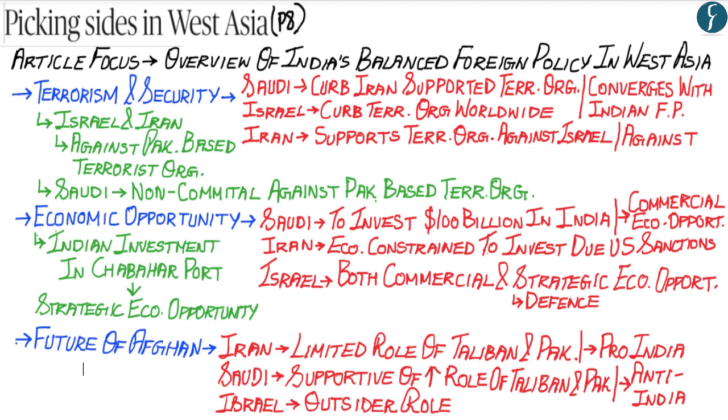So now hopefully you've gotten an overview of how India is able to maintain a balanced foreign policy approach with regards to three main national interests among the three West Asian powers, which are Saudi Arabia, Iran, and Israel. And so now with this, let us move on to the next article.